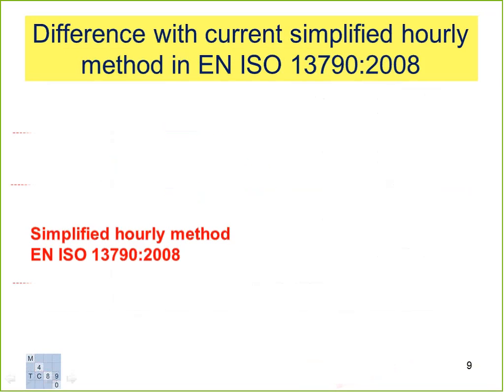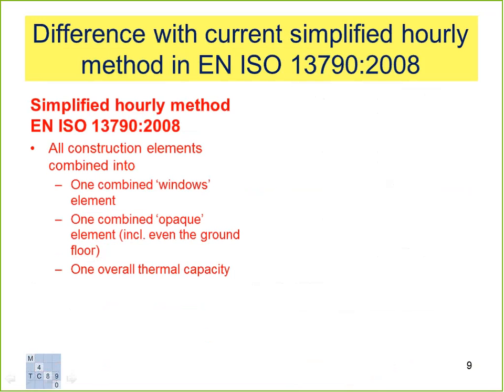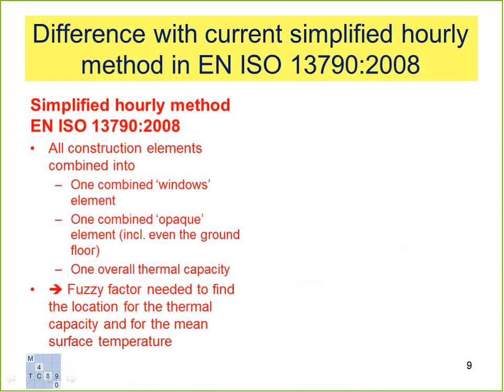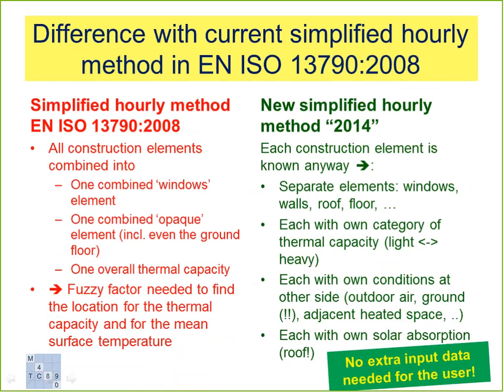So the main difference with the current simplified hourly method, which we have at the moment from 2008, as I said, is that all the construction elements are combined in just a few overall resistances for the window and for opaque elements, and one overall capacity. So you need still some correlation factors and fuzzy factors to get something which is more or less realistic.